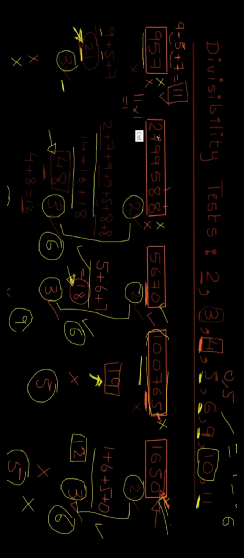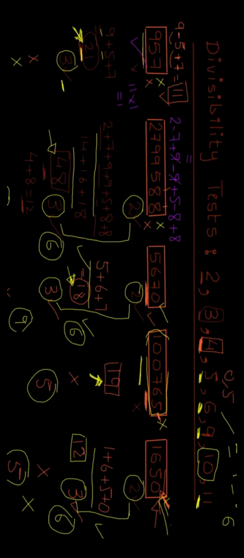I think I should work with a different color. Let's work with purple. So 11 times 1 is 11. So yes, this number is divisible by 11. Let's go to the next one. 2. So first number is positive. Then I subtract the second number. Then I add the third number. Then I subtract the fourth number. Then I add the fifth number. Then I subtract the next number. And I add the last number. So plus minus, plus minus, plus minus. That's how it goes. How much do we end up getting?